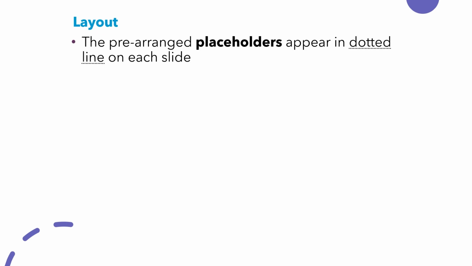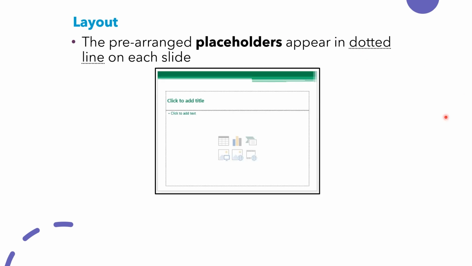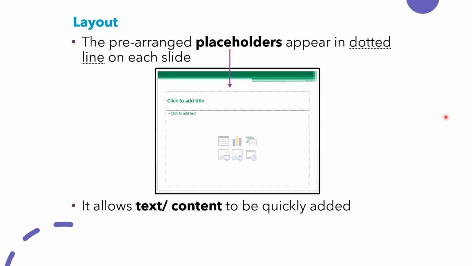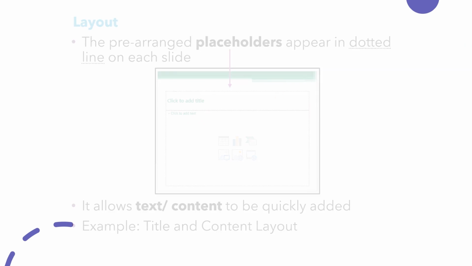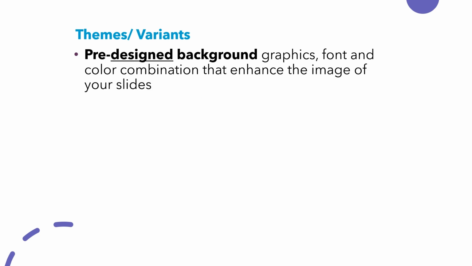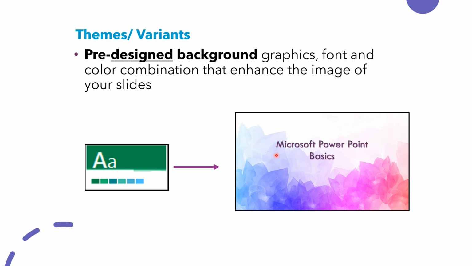Layout. You can also edit the layout by using the placeholders, which appear in the dotted lines on each of the slides, like this. These are the placeholders. From here, you can edit the text and the content as you like. For example, you can edit the title and you can edit the content layout. And themes. Themes are basically the designs that you can choose for your presentation. Okay, and it also comes with color variants or combinations that you can use to coordinate your design.